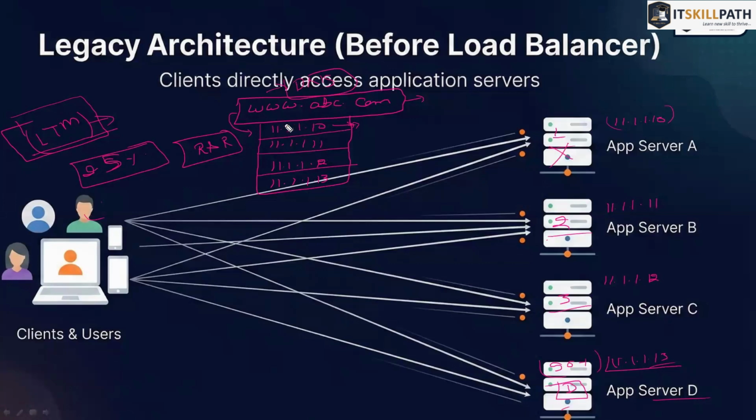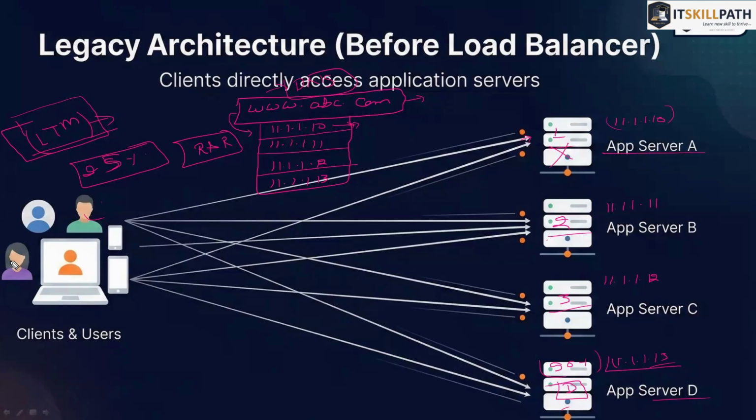Okay, what is DNS doing? Simply resolving the IP. If it resolves to 10, it will go to server A. So it's resolving to server A. What is happening? The connection will initiate towards server A only, and this server is down. So there is an outage, which means there is a single point of failure.